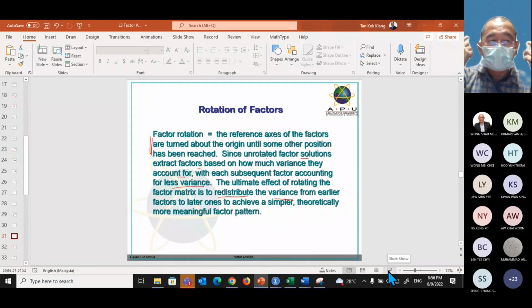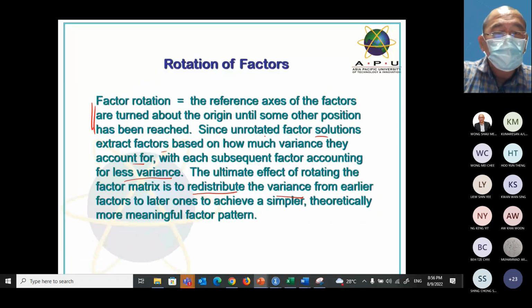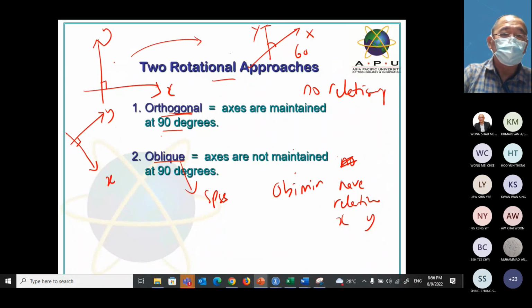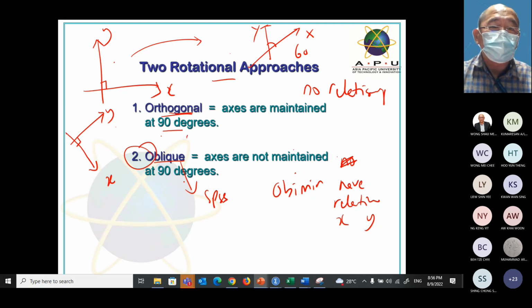For the rotation, the example shown just now is 90 degree, which is orthogonal. But in the example shown in the rotation part, we chose direct oblique. I thought it should be the oblique one, not the orthogonal. The one we use in the output is this one, number 2. No, it's not 90 degree, because 90 degree means there is no relationship; here they have some relationship between factor 1 and factor 2.